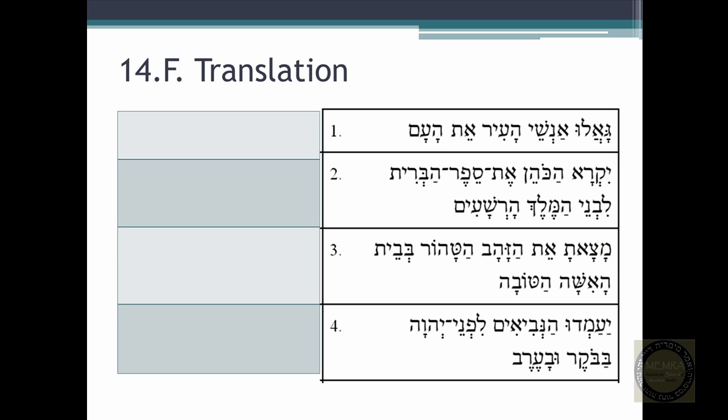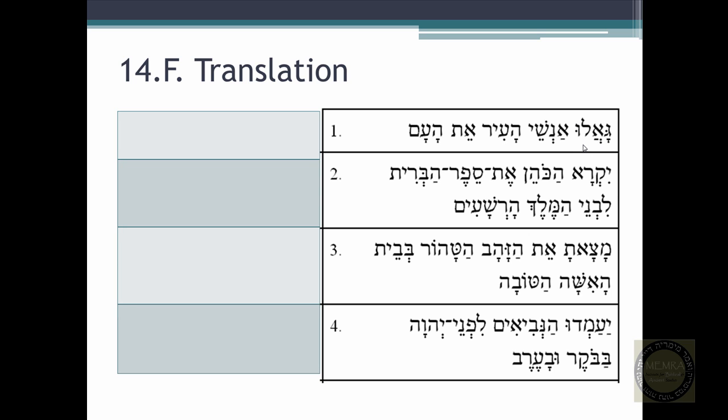14F, we need to translate here. Number 1, ga'alu anshe ha'ir et ha'am. Well, we have a verb form, so we ask our questions when we translate. Does it have a prefix? No. That means it's going to be perfect, and the ending tells us it's third common plural.